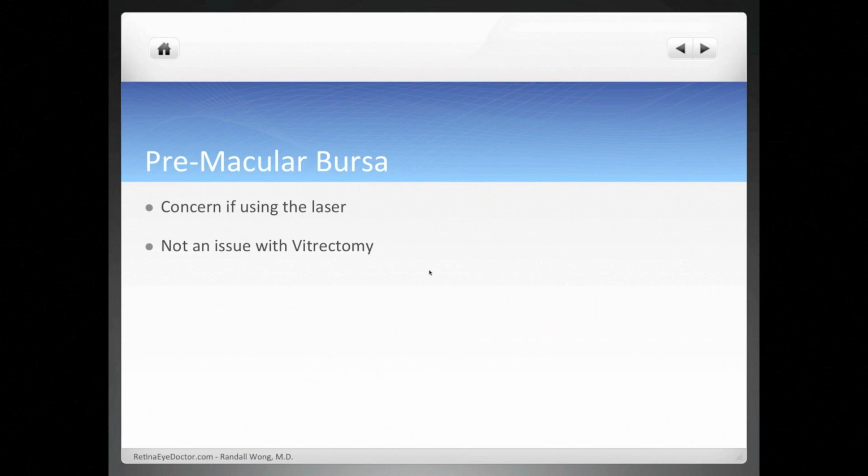This is not an issue with vitrectomy, because with vitrectomy instrumentation, you can get within a millimeter or two of the retina, and you can easily remove any vitreous opacifications or floaters which are right in front. So floaters in the premacular bursa can certainly be treated with vitrectomy surgery.